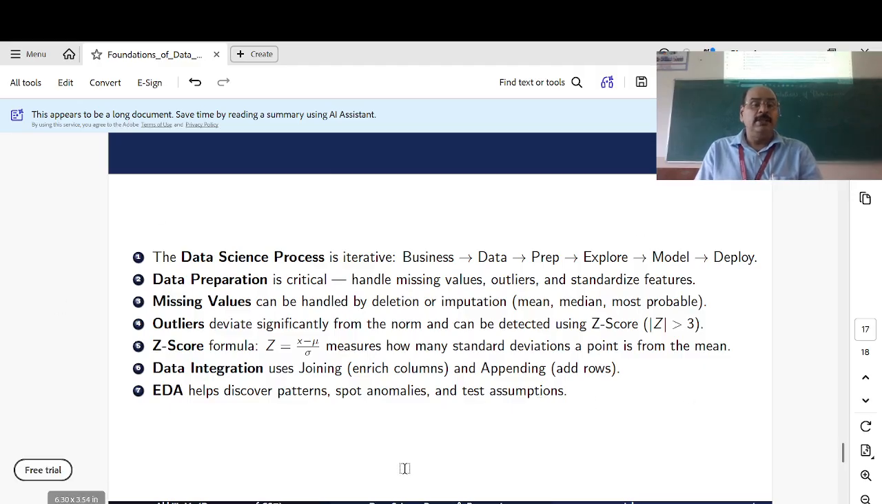So today, these are the important things that we have seen. What is the data science process? How to prepare data? What are the different ways of handling missing values? What is meant by an outlier? How to find the Z score? The formula for Z score should be in your mind. What is data integration? What is exploratory data analysis?